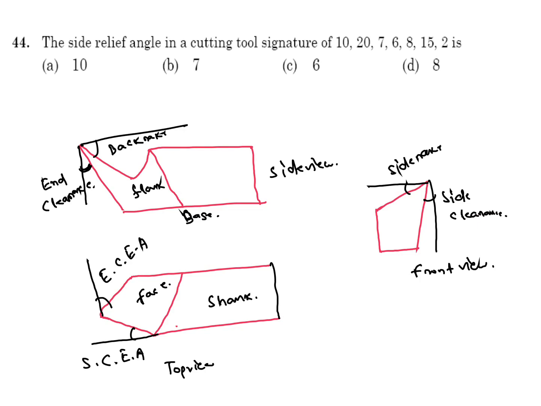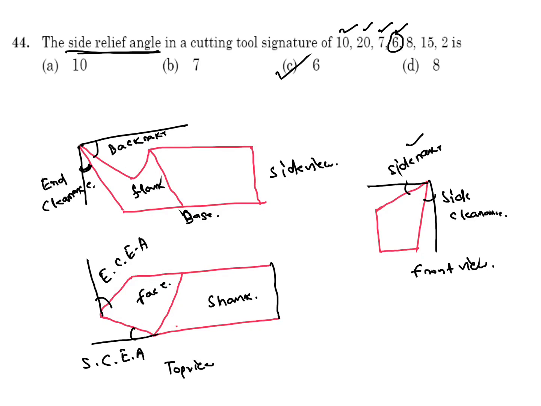So in this question, first you will get the back rake angle. This one, 10, is the back rake angle. Then side rake angle is 20. Then end clearance is 7 and side clearance is 6. In this question, they ask side relief angle, or side clearance angle. So this is 6. C is the answer.